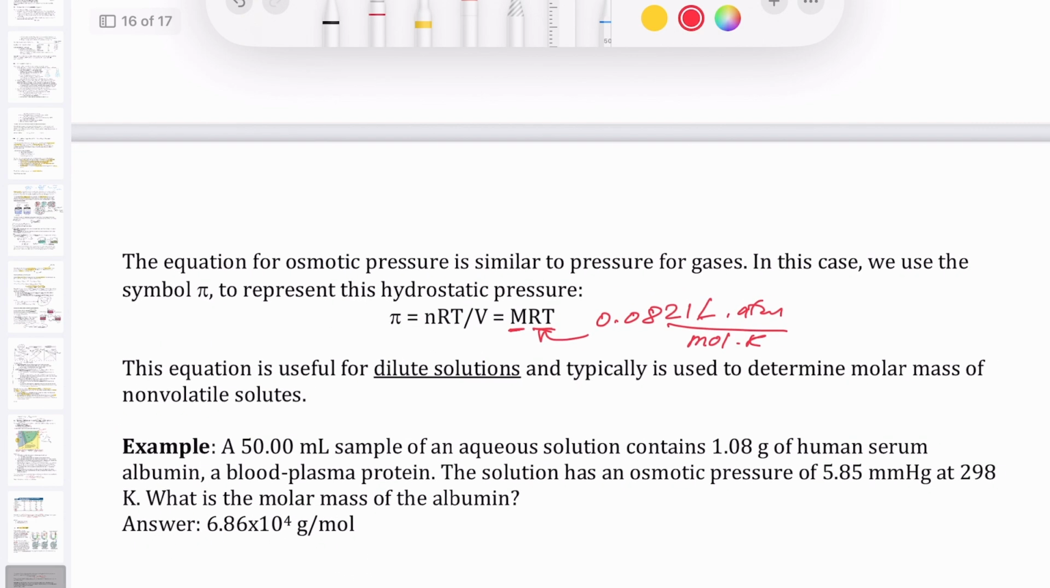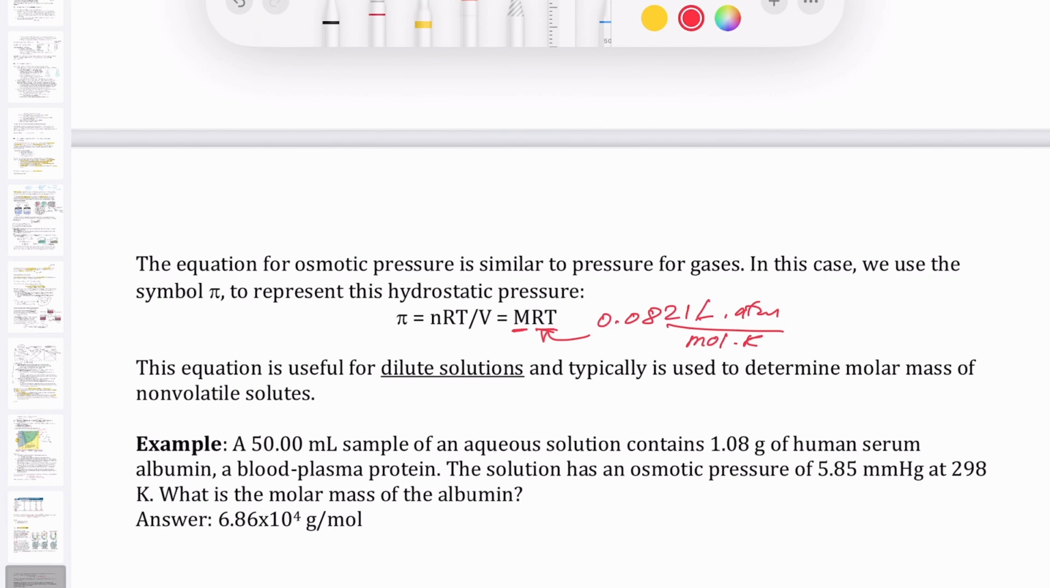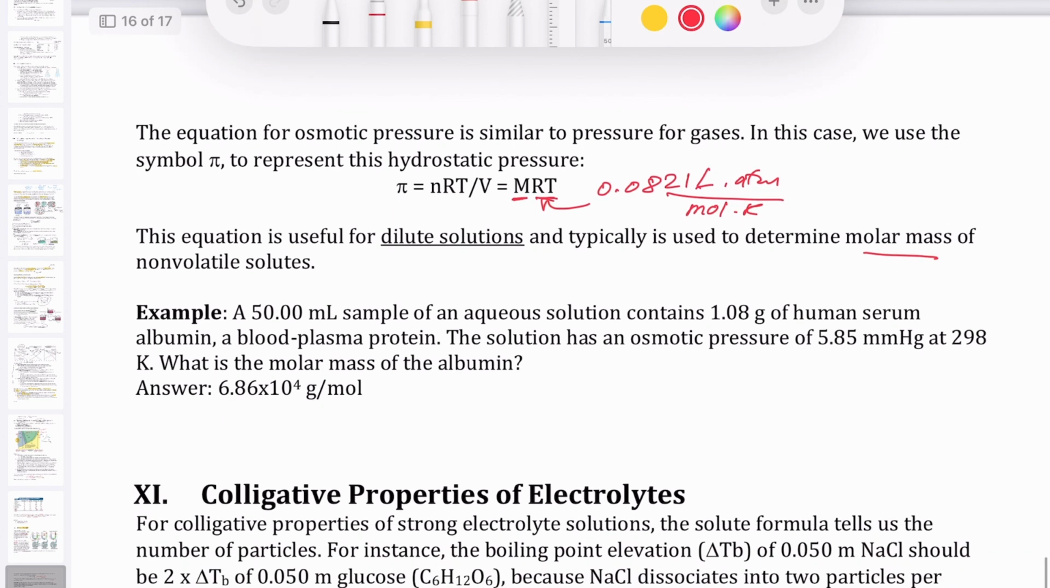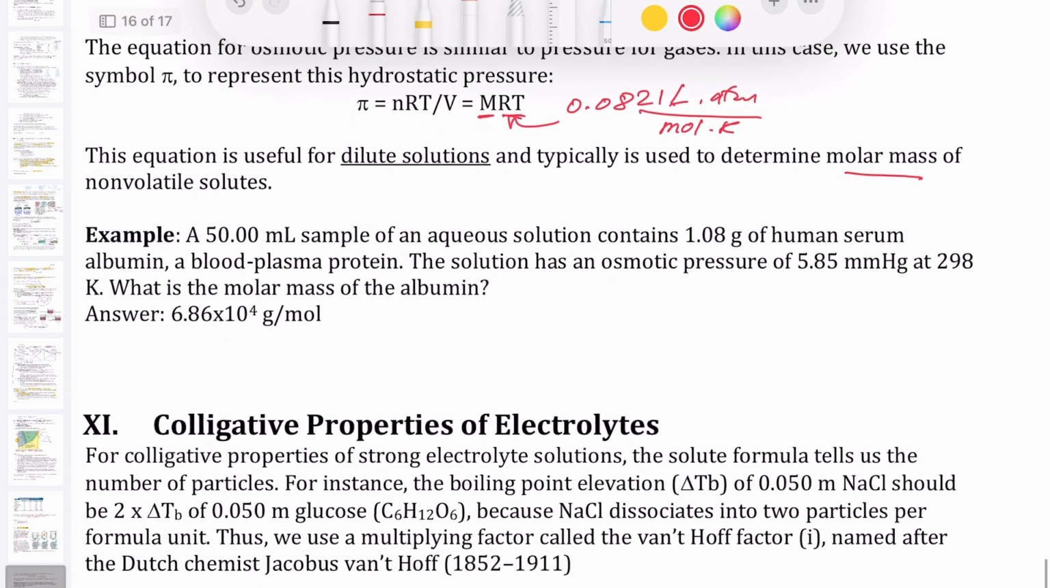This is quite useful for dilute solutions, and a lot of times, as you'll see in the example we're about to do here, it is used to determine the molar mass of non-volatile solids, particularly biological molecules. So things like proteins, nucleic acids, and molecules of that nature usually have really large molar masses. And so to calculate it, we would add a little bit of a sample and figure out the change in the osmotic pressure that we observe, and that allows us to actually calculate the molar mass. So let's take a look at this example of how we do it.